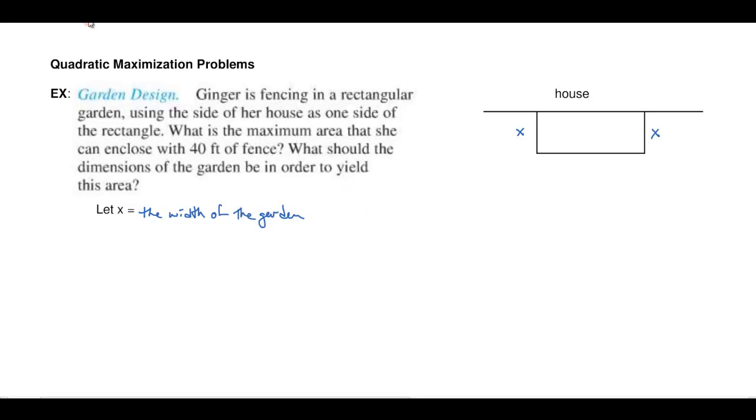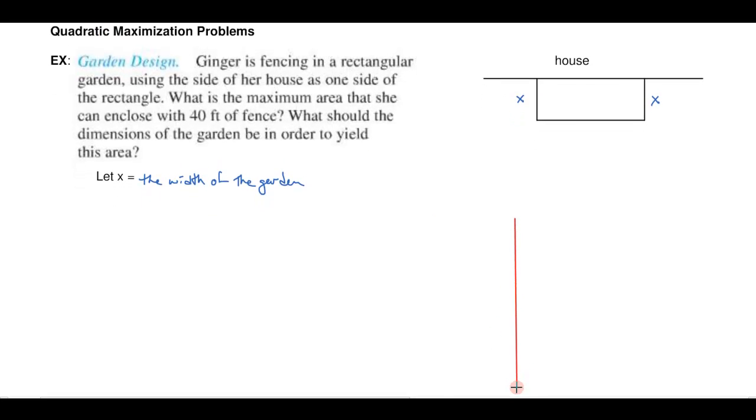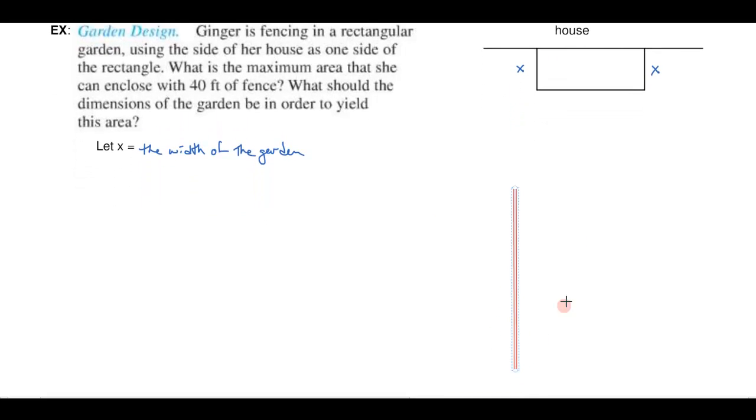And then let's make a little table of values. Let's start writing down some numbers and see what this might look like, to get an idea of this. So I've got a width of the garden, that's my x value, and then I've got a length, and then I've got an area. The area will be the width times the length.